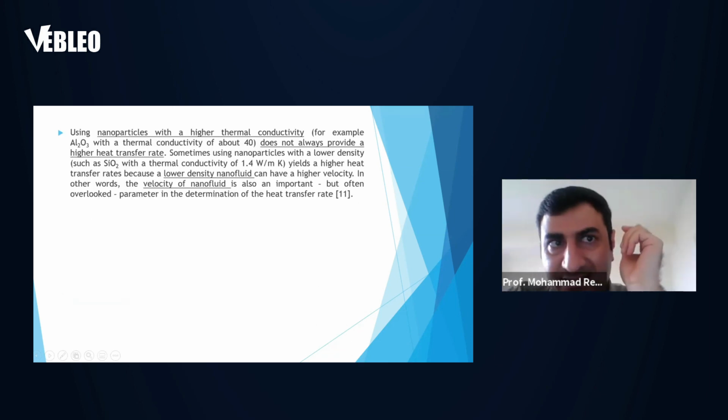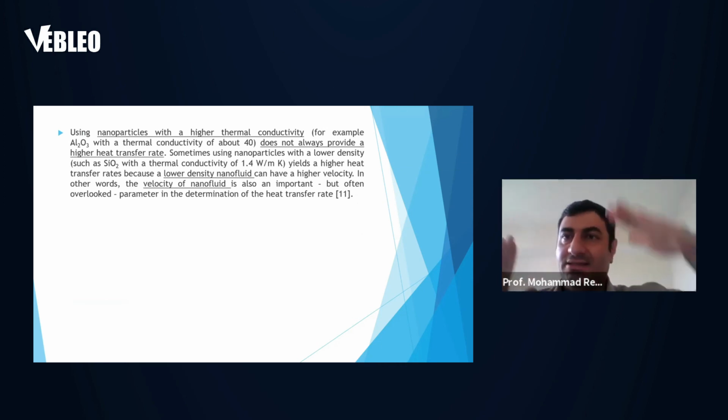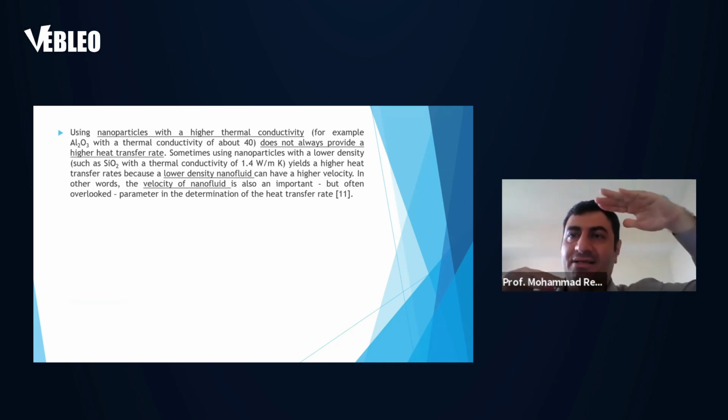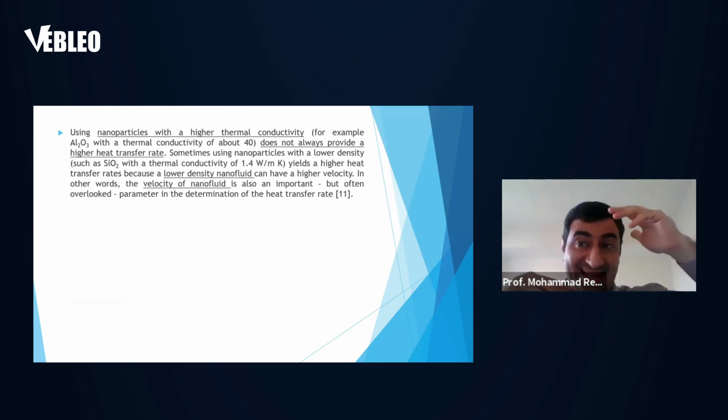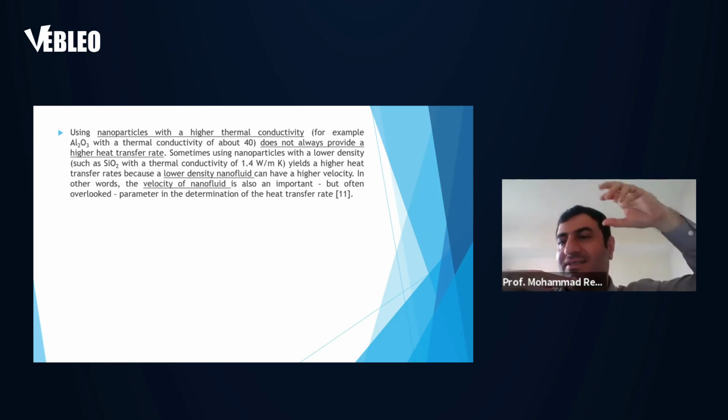And the last thing that should be considered, unfortunately, in most of the publications, you can see they say, okay, we have used a particle, we compare two particles. This one has a higher, for example, thermal conductivity, so it gives you better heat transfer. It is not always like that. For example, if you compare SiO2 with this amount of thermal conductivity, with Al2O3, that the thermal conductivity is 40, you consider 40 with 1.4. You may think, okay, 40 is bigger than 1.4, so it gives you better heat transfer, but I'm telling you, no, it's not always like that.